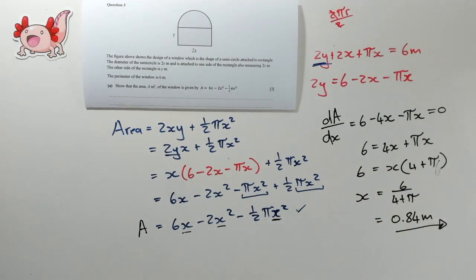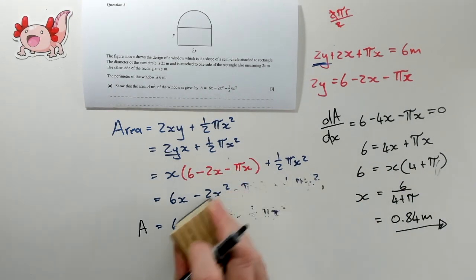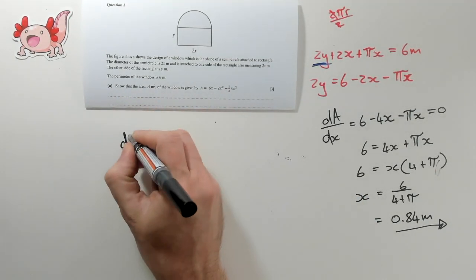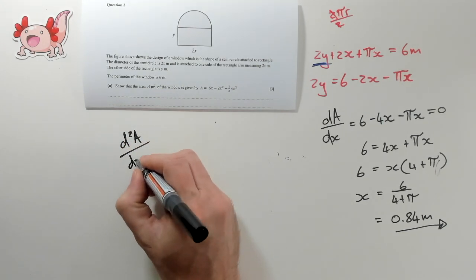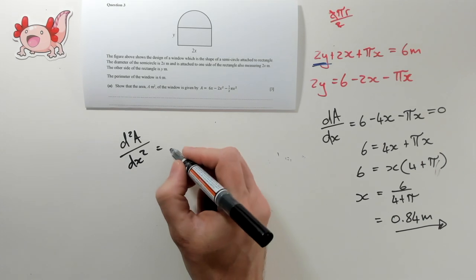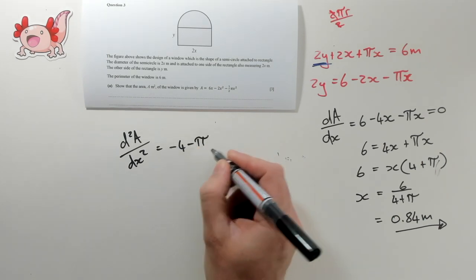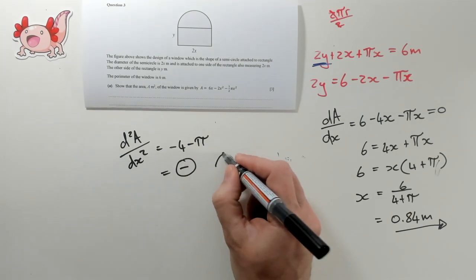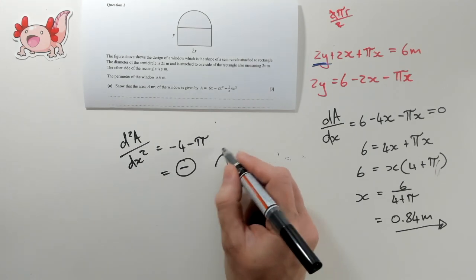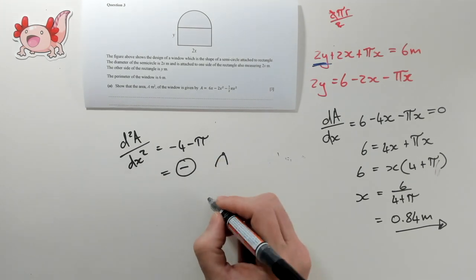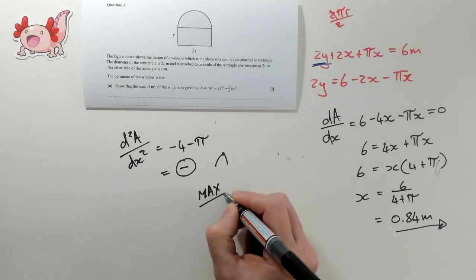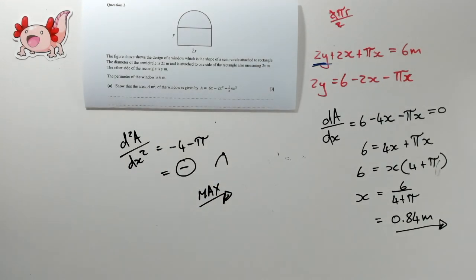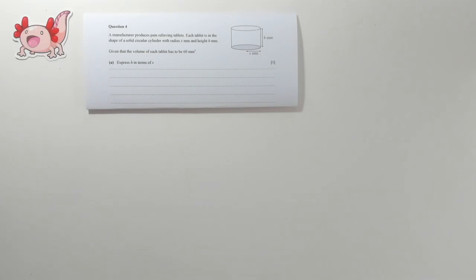So then I need to get to the second derivative, which is easy. I'm just going to take all of this away and differentiate again. d2A over dx squared is going to be just negative 4 minus pi, which is always going to be a negative number. So I usually draw a little negative parabola for myself, and I know that if this is a negative shape, then this is going to be a maximum point. So it's a maximum because the second derivative is a negative value. Okay, on to our next question.